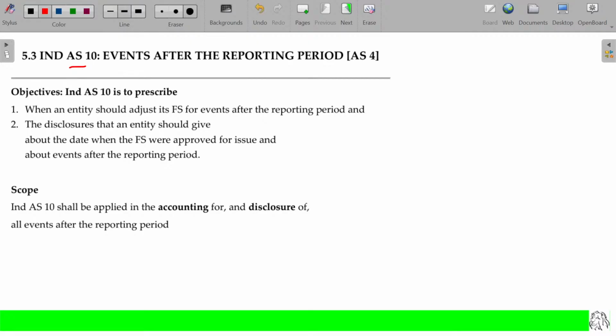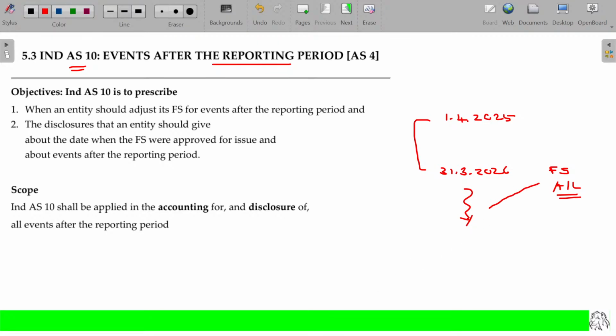In AS 10, events after the reporting period. See, for the financial year 1/4/2025 to 31st March 2026, assume this is the financial year. While preparing the general purpose financial statements on this date, whatever assets and liabilities you have, some additional information may also become available after the reporting date, which will have an impact on these assets and liabilities as on 31st March.